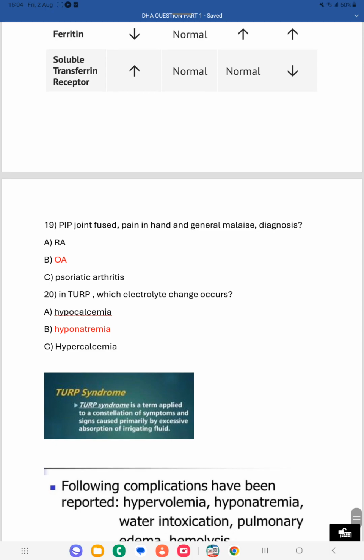Next question was, PIP joints, proximal interphalangeal joints, are fused, and there is pain in the hand and general malaise. So what is the diagnosis? The proximal interphalangeal joints get fused in the advanced osteoarthritis condition. So option B is the correct answer.